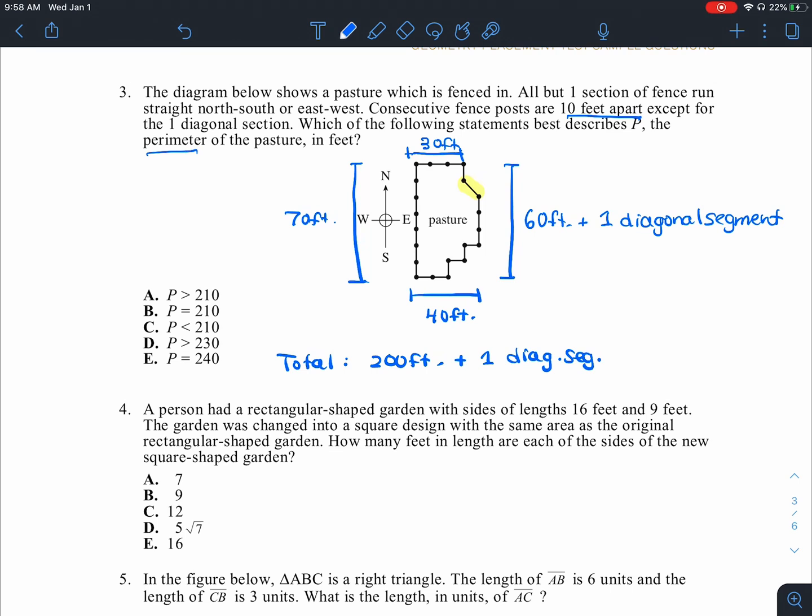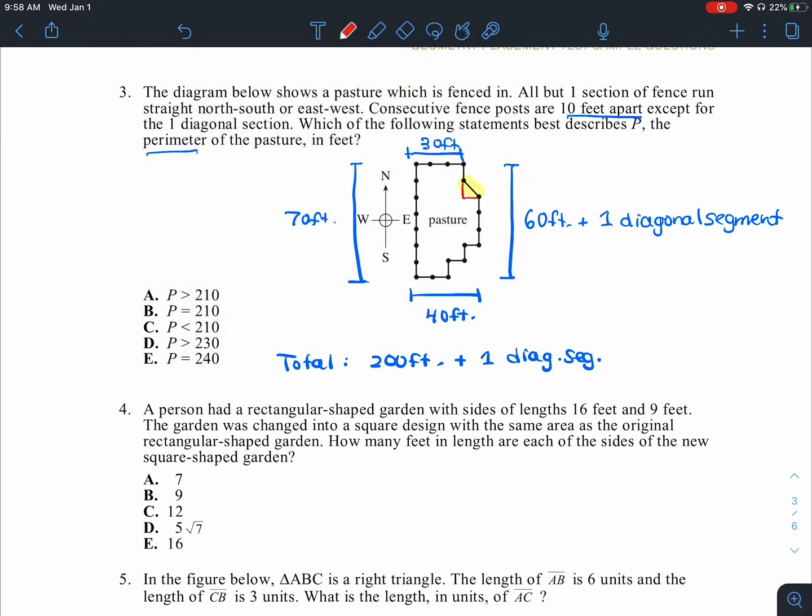I know that my answer is definitely going to be bigger than 200. Okay, so at this point, as far as eliminating some of these, we could probably eliminate some that don't feel like they make very much sense at all. But let's just take a closer look at this diagonal.